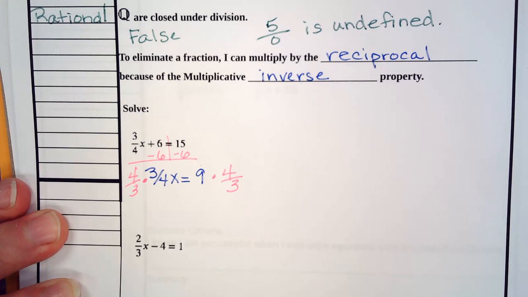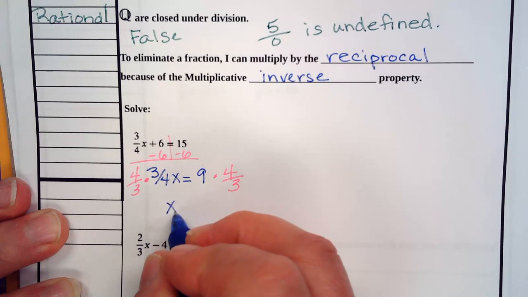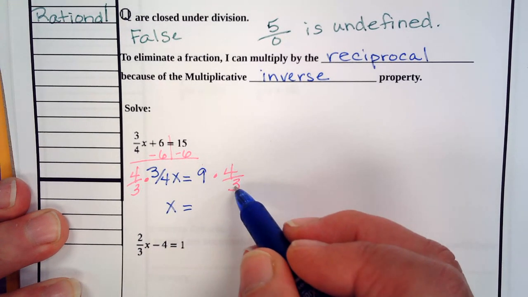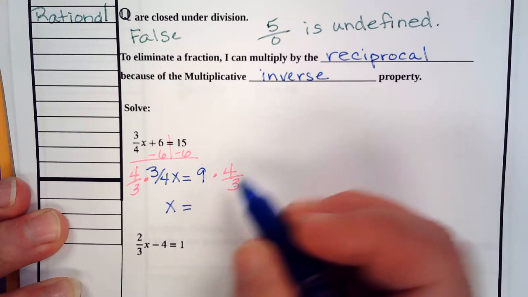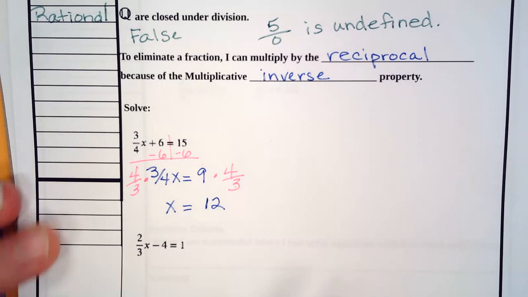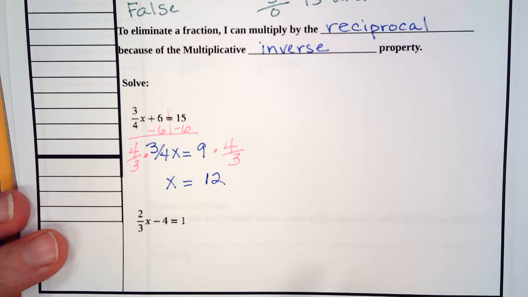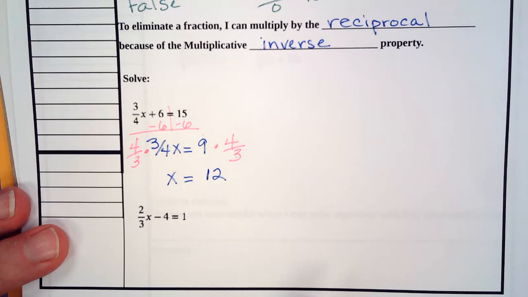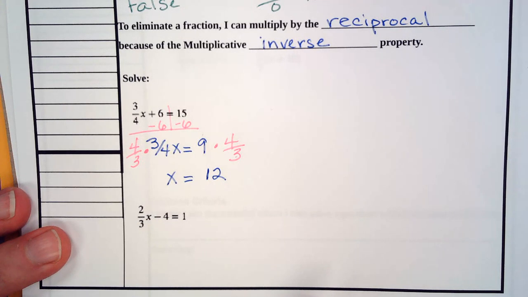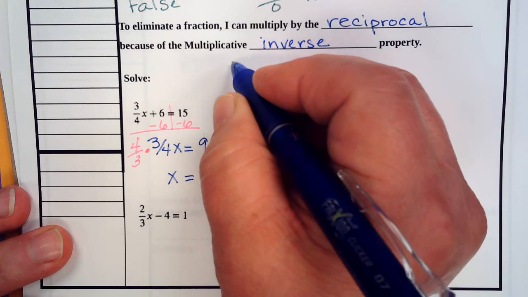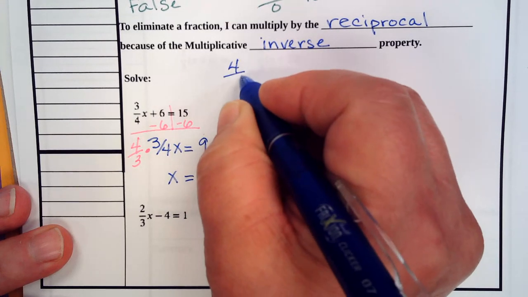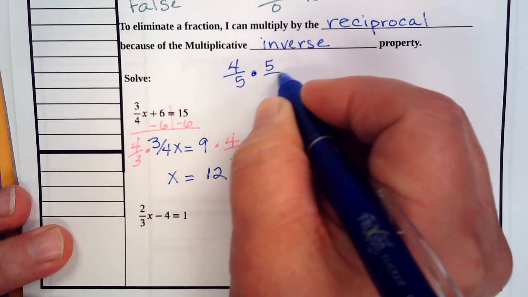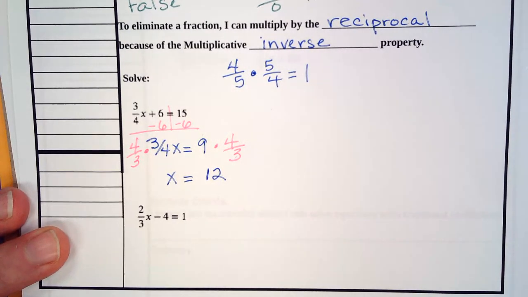Okay. So as I'm looking at this, it is 1x. So 9 divided by 3 is 3, times 4 is 12. And it makes sense because 9 has to be smaller than 12 if you're going to multiply by a fraction that's bigger than 1. Okay? If we need an example, if I'm looking at 4 over 5, I can multiply by 5 over 4, and I get 1. Those are examples.